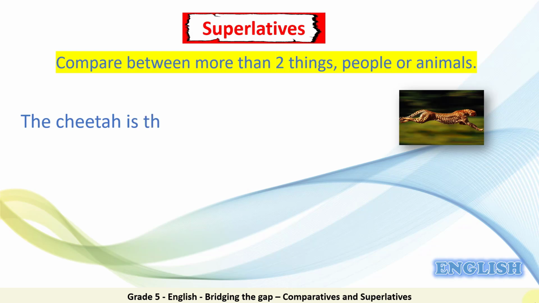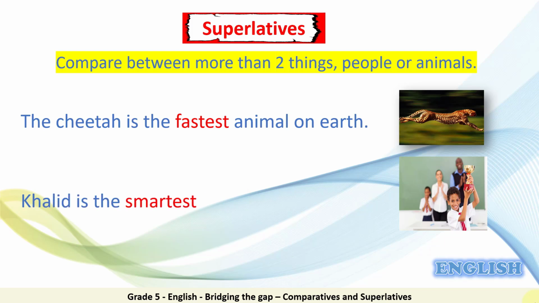Examples. The cheetah is the fastest animal on earth. Khalid is the smartest boy in the class. We just add est to the end of the adjective. But notice, guys, these are short adjectives. They consist of 1 or 2 syllables. What about the long adjectives? The ones with more than 2 syllables?